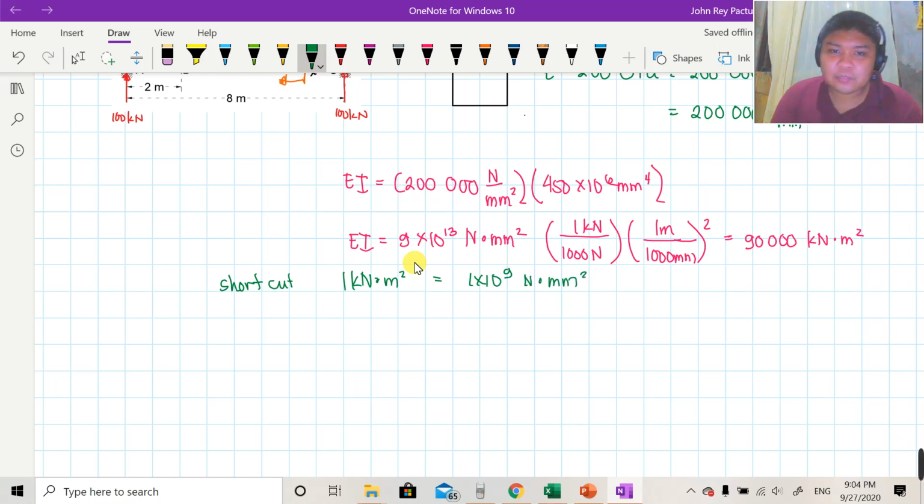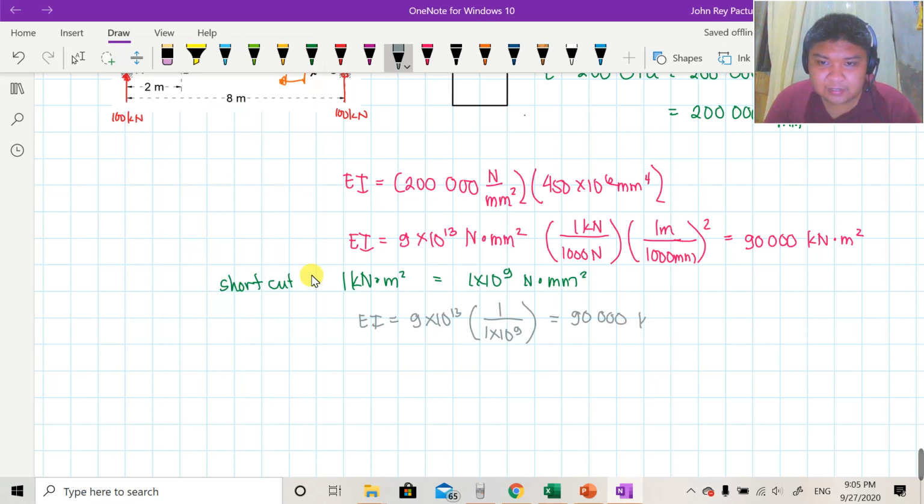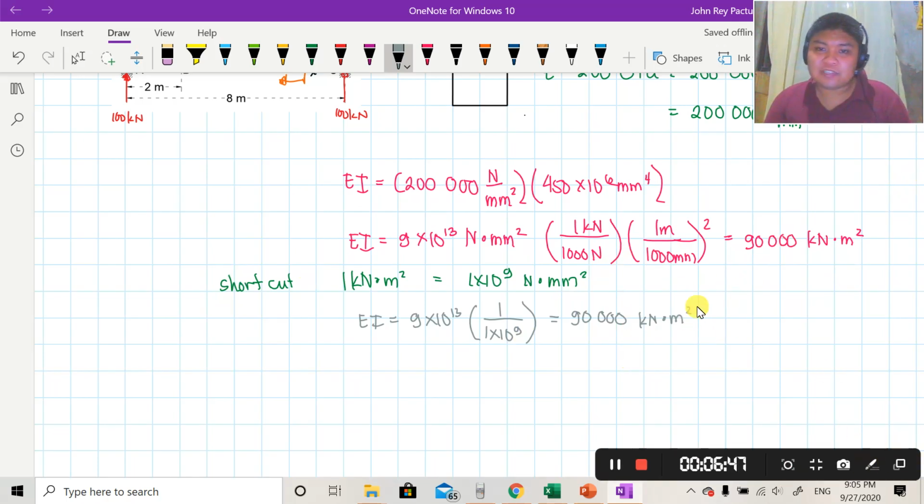What I want to point out here is, if you want to find EI directly, for example 9 times 10 to the 13, you can divide this by 1 times 10 to the 9. You can do that directly, because this is the conversion factor. So, for example, 9 times 10 to the 13 divided by 1 times 10 to the 9, our answer is still 90,000 kilonewton meter squared. Either of the two you use, you get the same flexural rigidity.